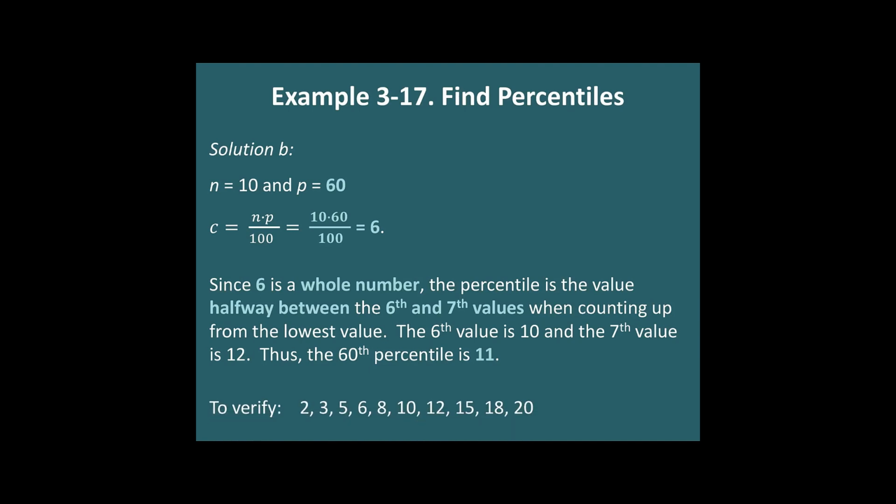To verify, since again 6 is a whole number, the percentile is going to be the value that's halfway between the 6th and 7th values in this case, or smack dab in the middle of the data set. Since our data set here is even, we once again must add up and divide by 2 the middle two terms.